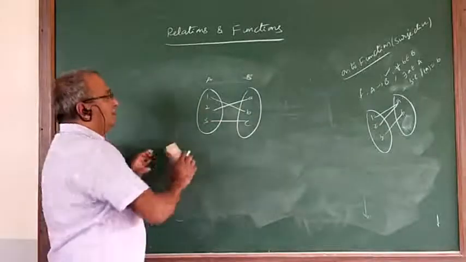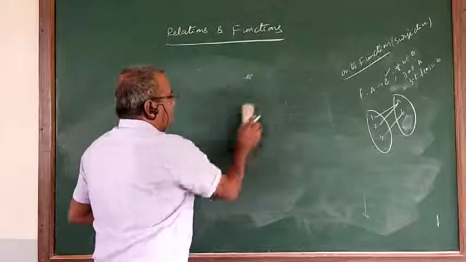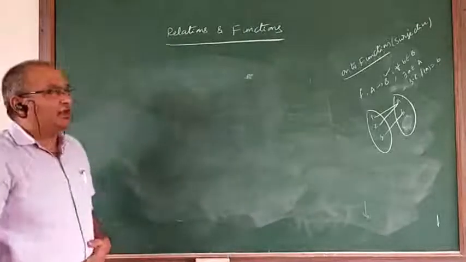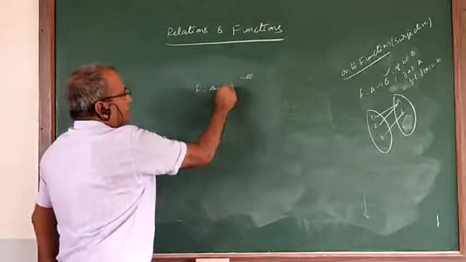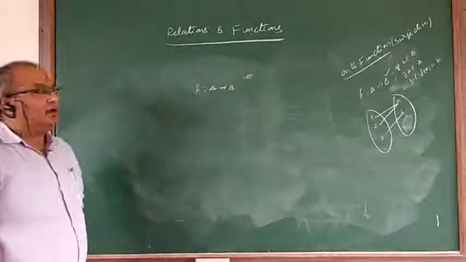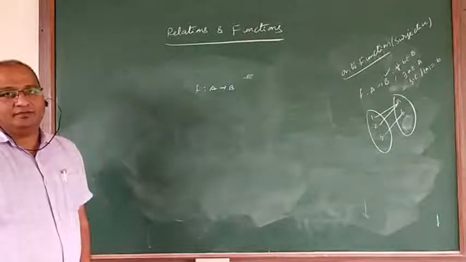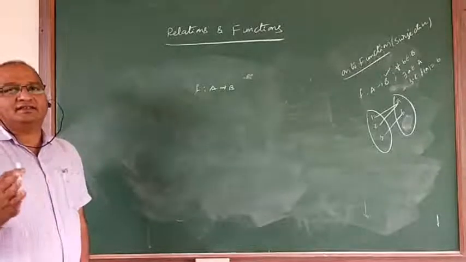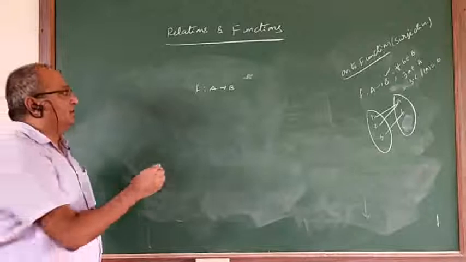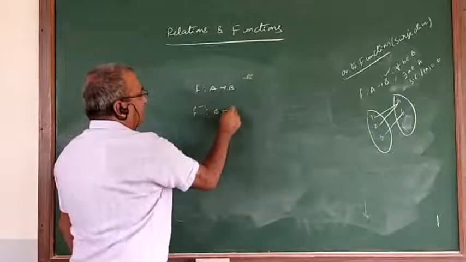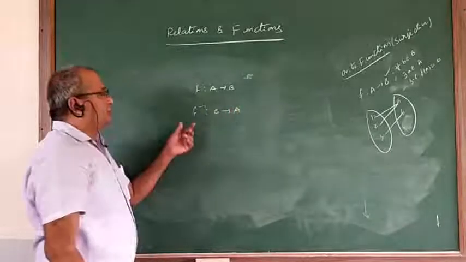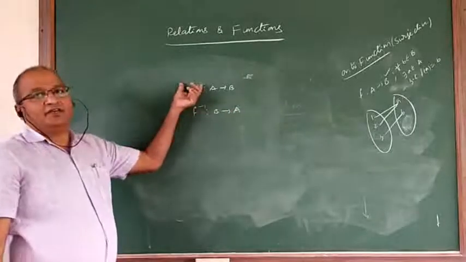Thereafter, we will go to invertible. A function f: A to B is said to be invertible if it is bijective. So a function has its inverse when it is bijective. So f inverse is also a function. It is a function from B to A, and it is said to be the inverse of the function f: A to B.